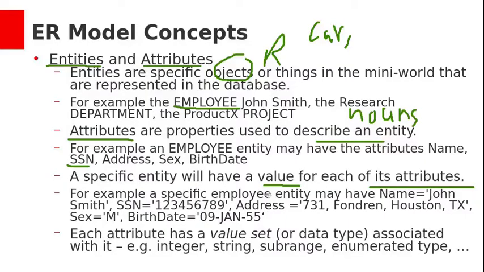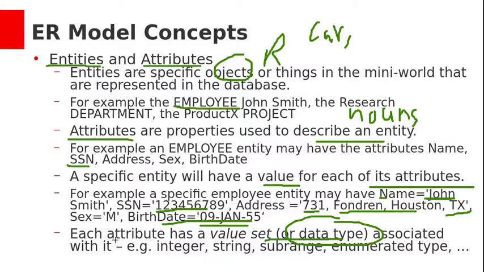For example, if you take employee, he may have name like John Smith, SSN number like this, and address, house number, and street address and state like that, and birth date. Each attribute has a value set. Like if we take birth date, it is of type date, and if we take name, it is of type string or character array, like that. Means each and every attribute will have its data type.